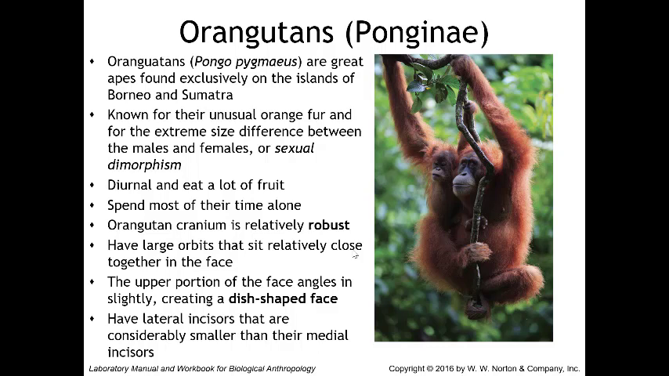Orangutans are great apes. They are found exclusively on the islands of Borneo and Sumatra. They are known for their unusually orange fur and the extreme size differences between the males and the females, or what we know as sexual dimorphism. They are diurnal, eat a lot of fruit, and they spend most of their time alone. So orangutans really are a solitary species.